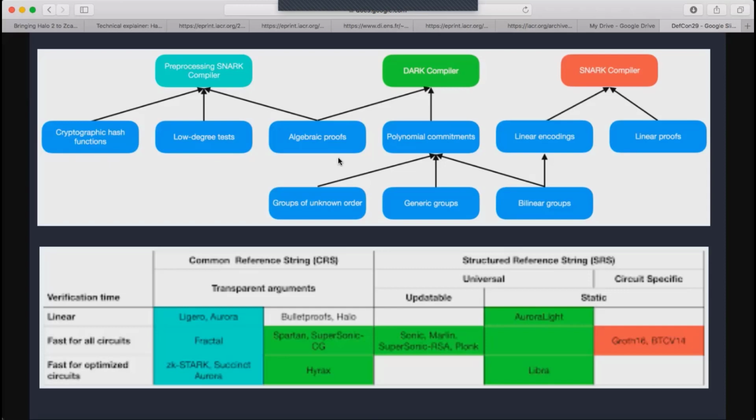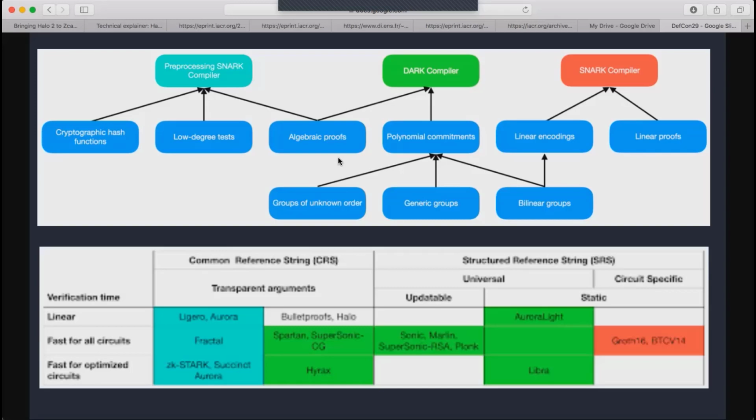So there are different kinds of SNARK compilers: preprocessing SNARKs, where we pre-process some of the proofs, and then there is a DARK compiler, then there is a normal SNARK compiler. A SNARK compiler could use linear proofs or linear encoding. Then we use different kinds of fields and groups for creating commitments.